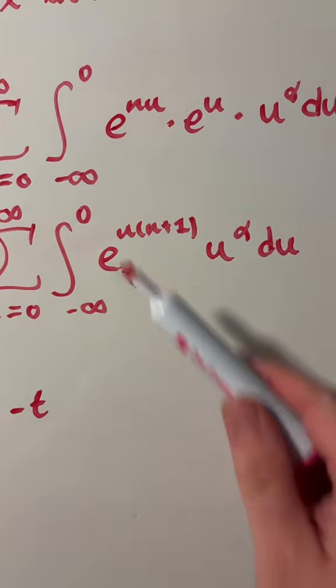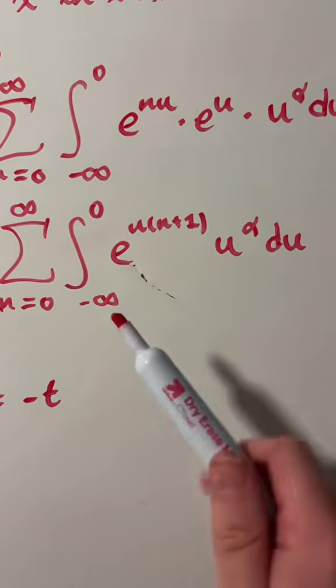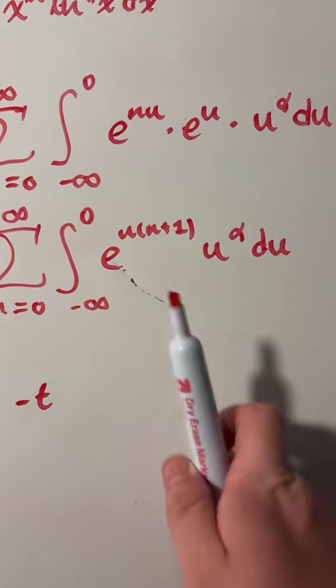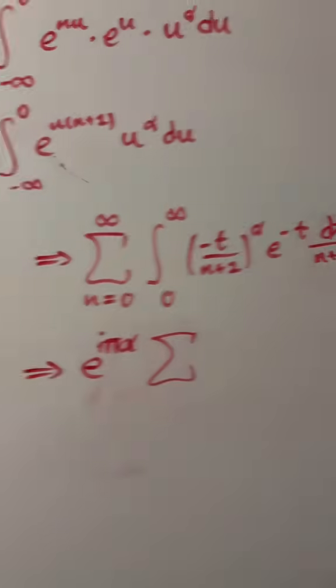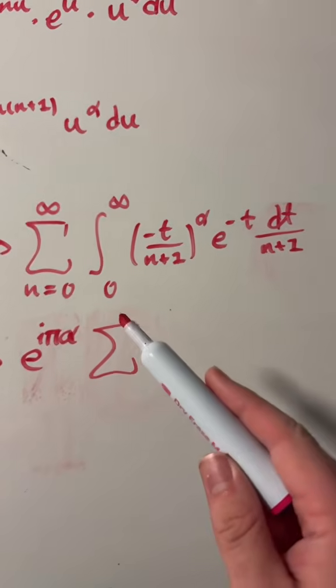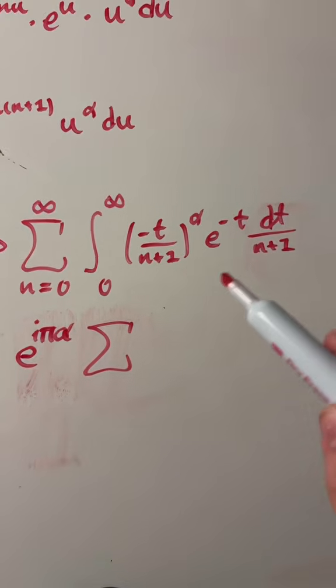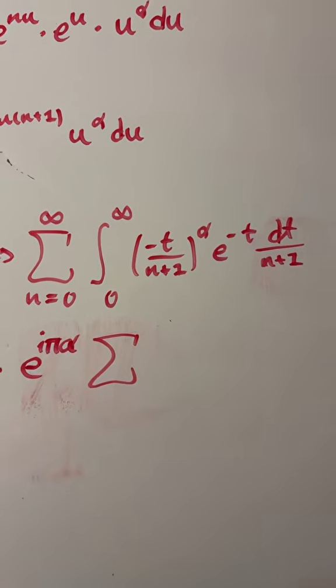One is to flip the bounds of this integral such that we're going from 0 to infinity instead of negative infinity to 0, and the other is to get rid of this n plus 1 in the exponent of the e here. And once we work out this secondary substitution, what we'll be left with is the sum over non-negative integers of the integrals from 0 to infinity of negative t over n plus 1 all to the power alpha times e to the negative t dt divided by n plus 1.